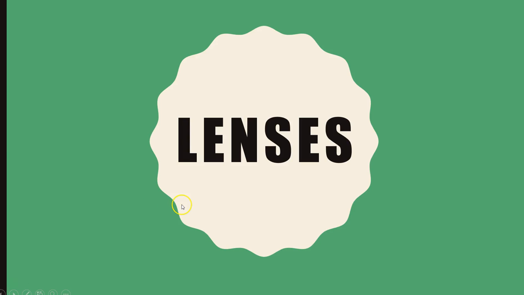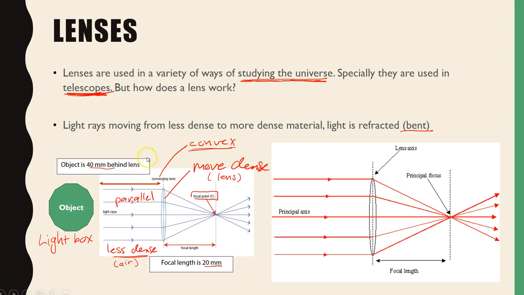Guys, I'm going to be talking about lenses today and the results from our practical. So lenses. Lenses are used in a variety of ways to study the universe. They're materials which bend light, and they're used in telescopes to help us see. But how does a lens work?